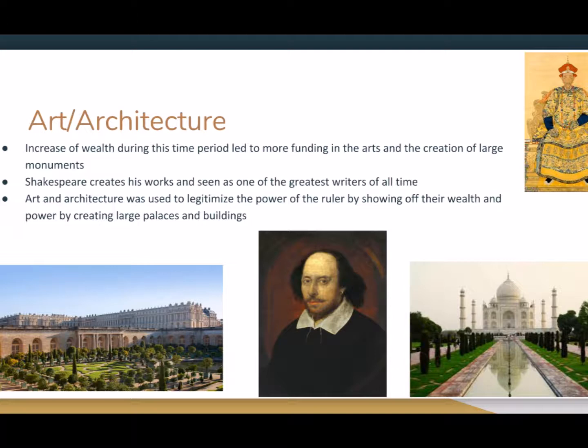And in the bottom right is the Taj Mahal, created in India. So these palaces were able to be created partly because of the large amounts of wealth these rulers gathered from the new trade and wealth of this time period. Also, many of the arts were able to be funded because of this large increase of wealth. And Shakespeare was one of these artists that was able to be funded. He was able to create some of the greatest works of all time.